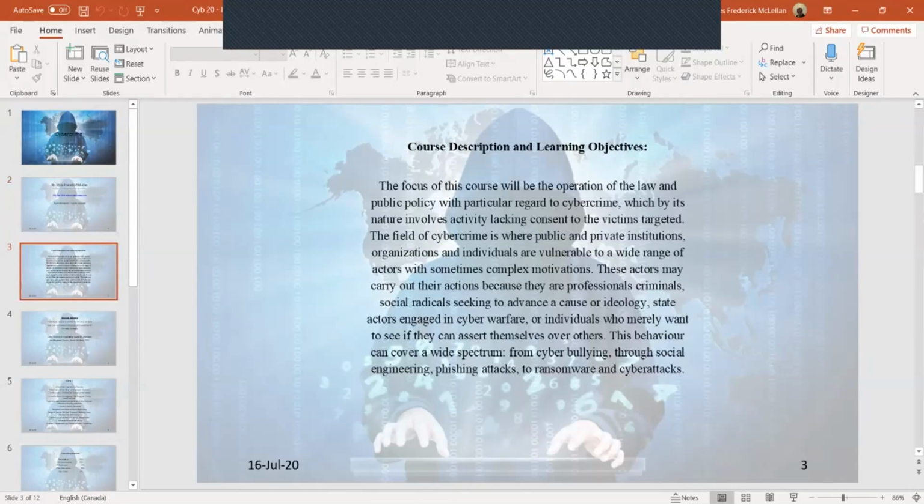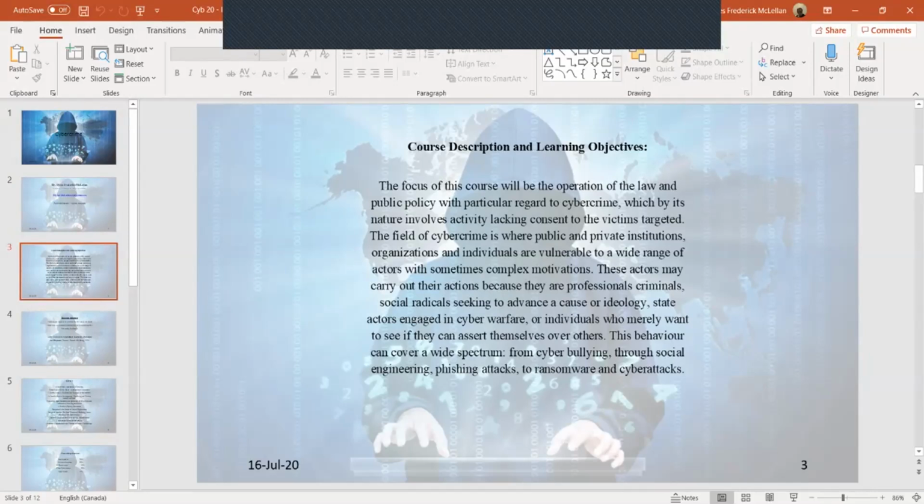Okay, so I'm going to read this out to you. It's kind of wordy, but it really does encapsulate what this course is all about. The focus of this course is the operation of the law, obviously it's a law course, and public policy with particular regard to cybercrime, which by its nature involves activity lacking consent of the victims targeted. The field of cybercrime is where public and private institutions, organizations, and individuals are vulnerable to a wide range of actors with sometimes complex motivations.